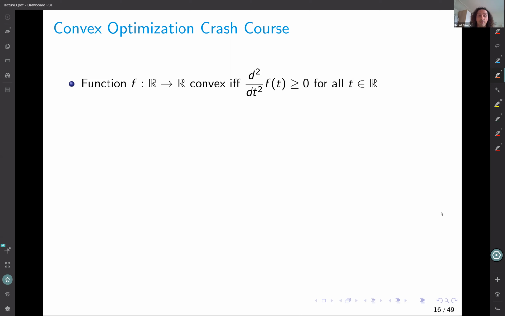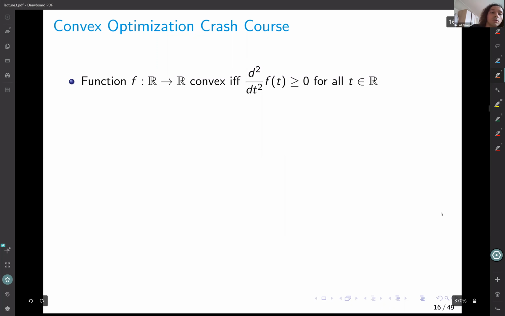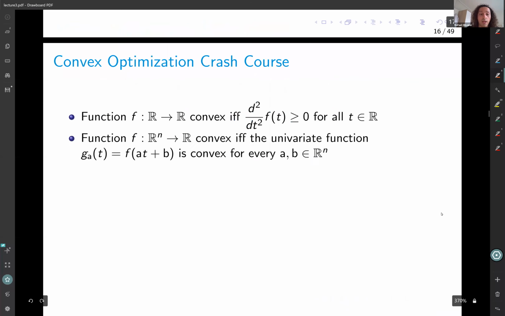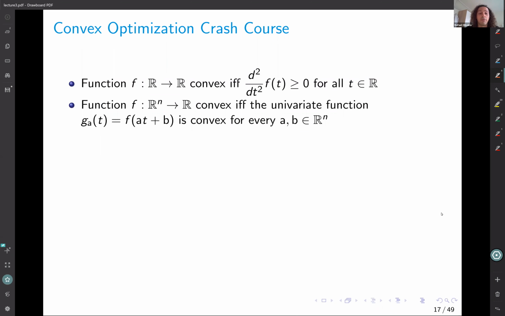So we know that a univariate function f is convex if and only if the second derivative of f is greater or equal to 0 for all elements over the reals. And a multivariate function is convex if and only if the univariate restriction along every line is convex, for every vector A and B.